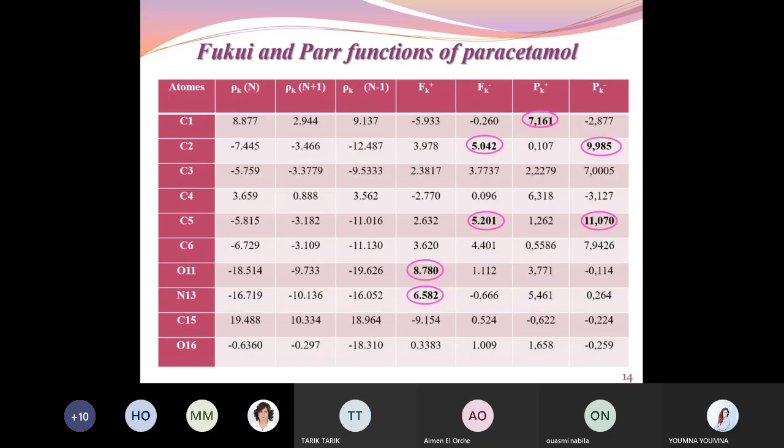And for paracetamol, the electrophilic sites are carbon 2 and carbon 5. Elsewhere, nitrogen 13 and oxygen 11 are the sites sensitive to nucleophilic attacks. And for ibuprofen, the Parr plus function is the first carbon for nucleophilic attack, and the Parr minus are carbon 2 and carbon 5 for electrophilic attack.